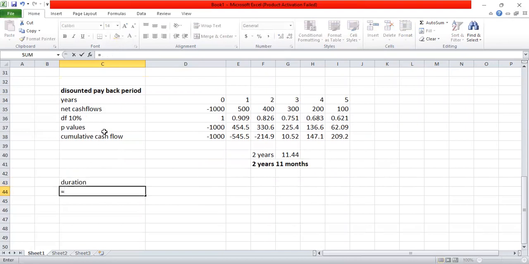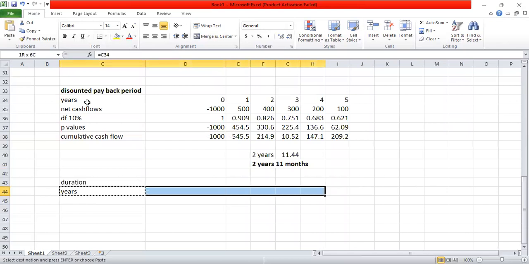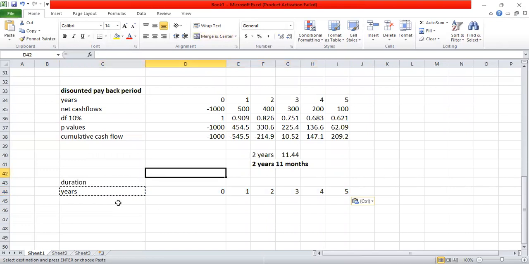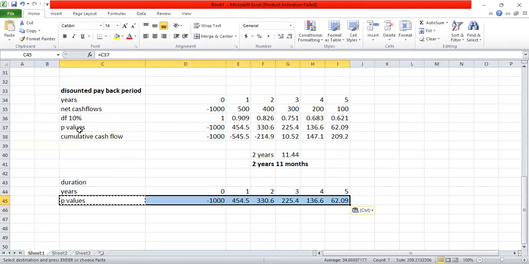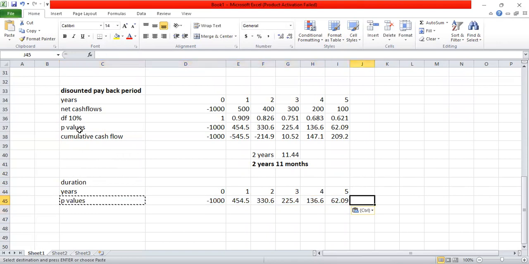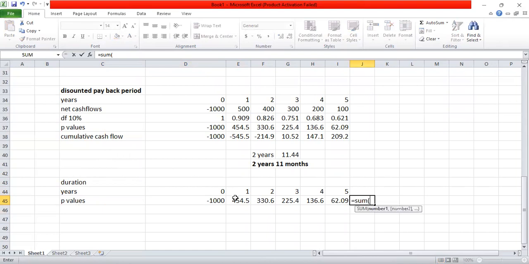For the duration, you will again have this link, copy, this one, and you will have the present values, guys. What you must be having, the present value. These are the present values. Just create the link. Now there must be a total of these values. Apply the sum formula. The present values of the inflows, not the outflow.